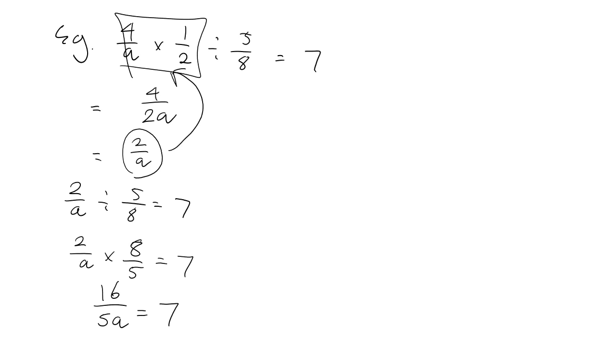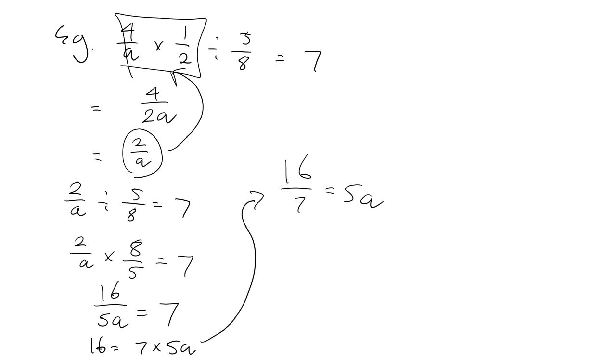Okay, so to isolate a, we do 16 over 7 is 5a. So how I got that was I times 5a to both sides, which gave us 16 equals 7 times 5a, and then I divided 7 both sides, and you get 16 over 7 is 5a. You divide both sides by 5, so you end up with 35 on the denominator and 16 in the numerator. Check if you can simplify. In this case, you can't simplify, so that will be the solution to our question.